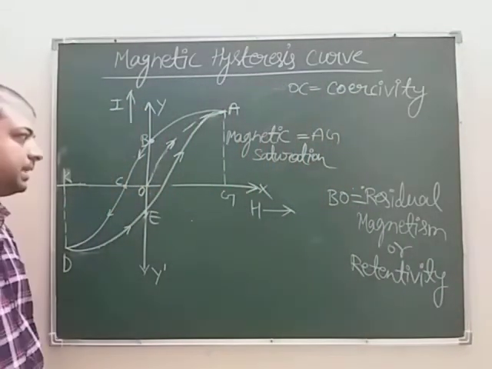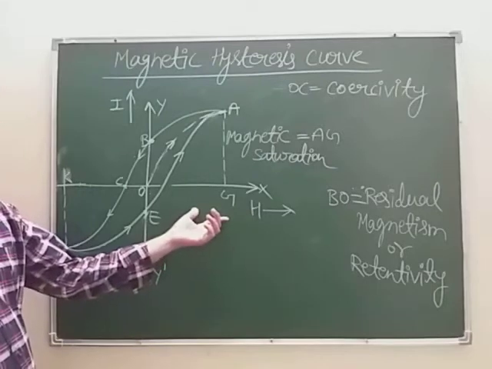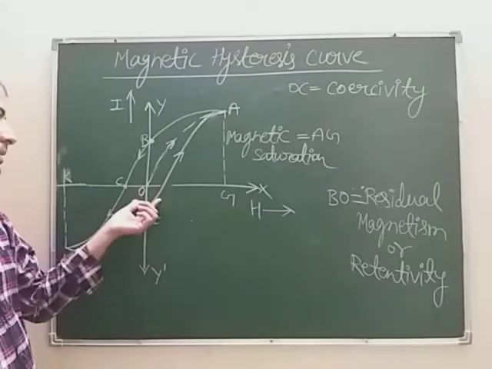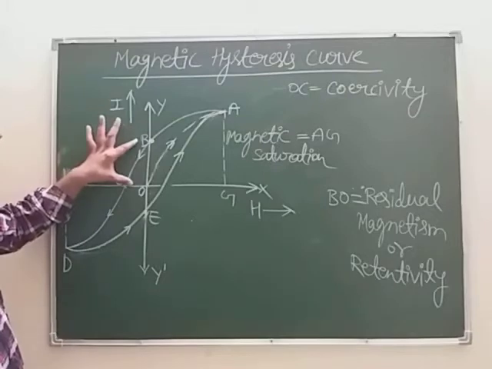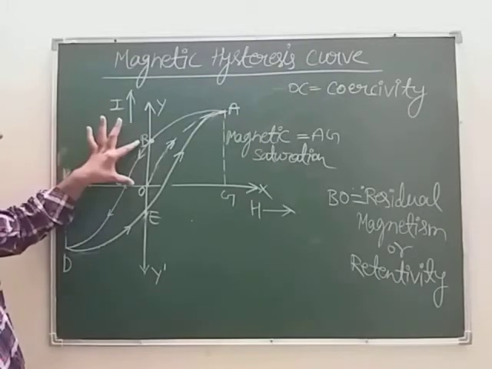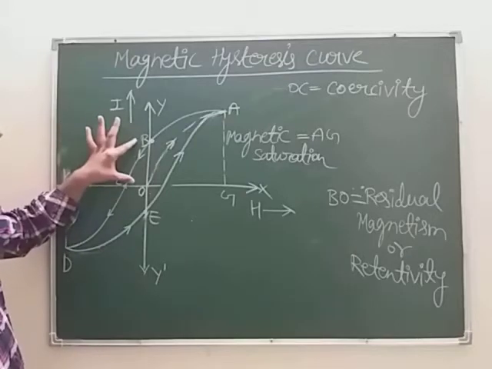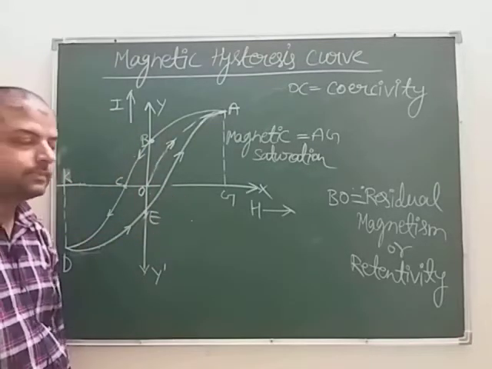I will repeat it again. When the value of magnetizing field H becomes 0, the intensity of magnetization left behind in the ferromagnetic substance at that time is called residual magnetism. Write down.